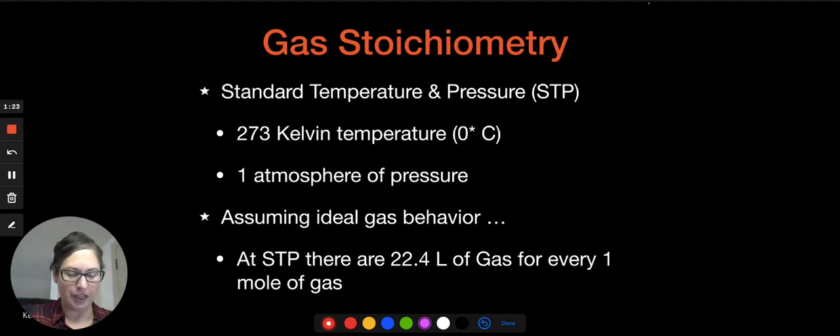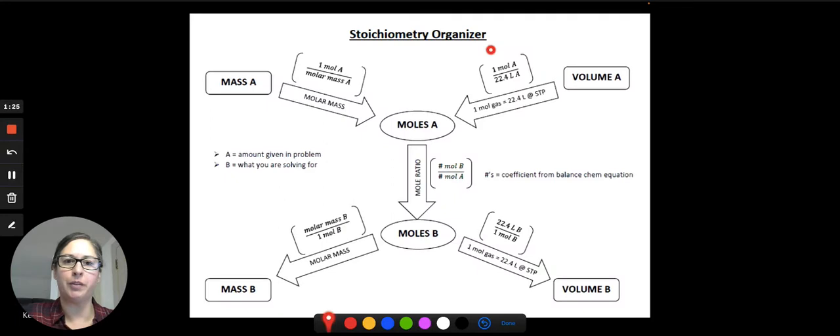We're going to take a look again at the stoichiometry organizer that we've been using, and focus on the right-hand side for right now, where we see volume. Remember, A is what you are given in the problem, and B is what you're trying to solve for. The new step from when we did our mole conversions is the mole ratio step, where we use our balanced chemical equation. In our first one, we go from volume of A to volume of B. It's a 3-step process, and hopefully I'll show you a way to shorten it.